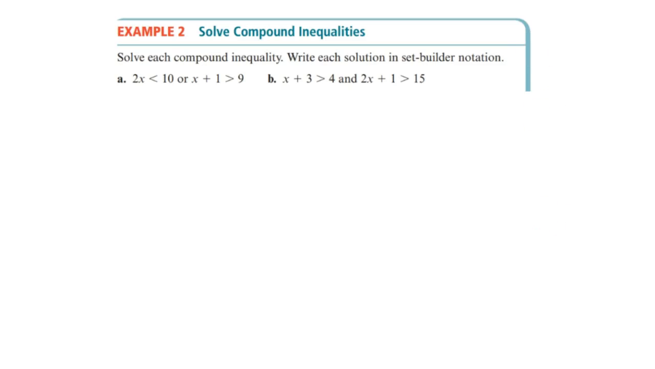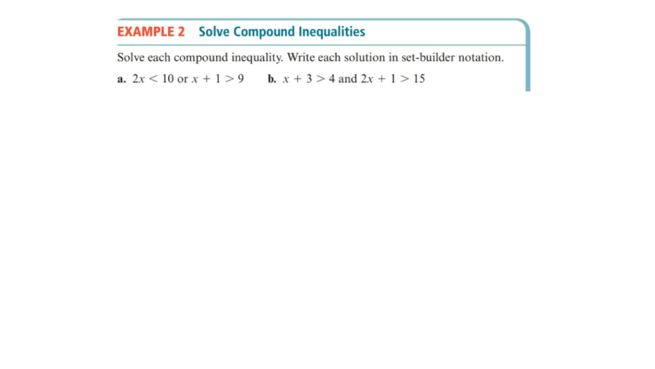All right, so we're going to go into solving compound inequalities. So here we have two different inequalities for each problem, and we are connecting the two inequalities with an or and an and. As you can see, in part A, between the two inequalities, we have or. In part B, we have and. We'll see how that comes into play when we determine the solution for each of these.